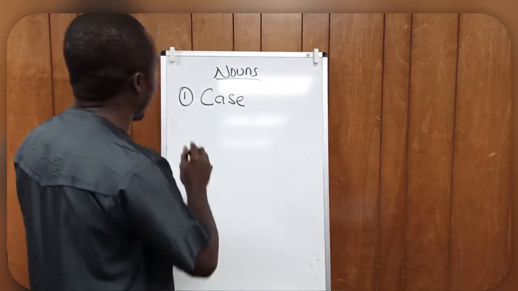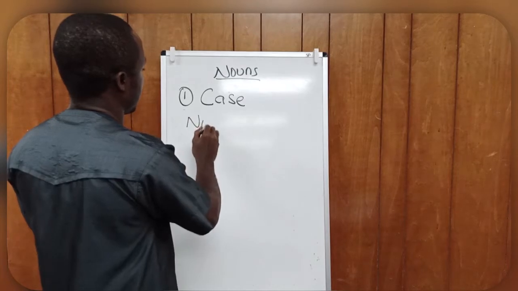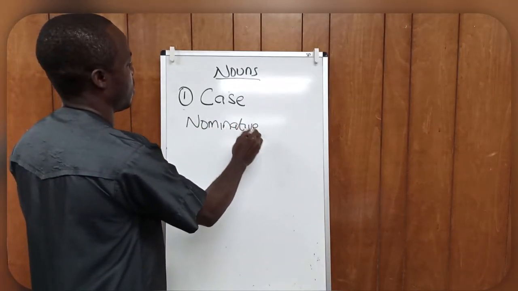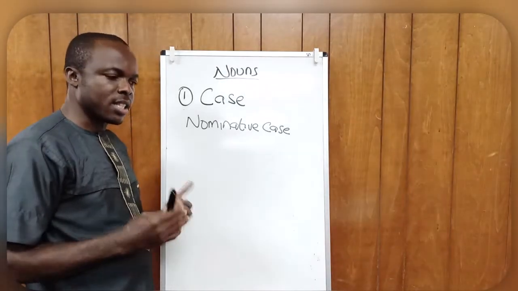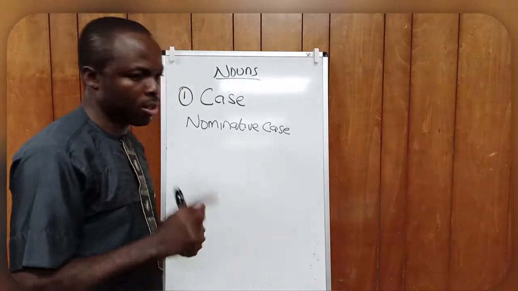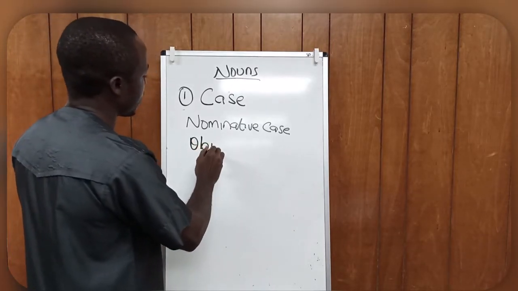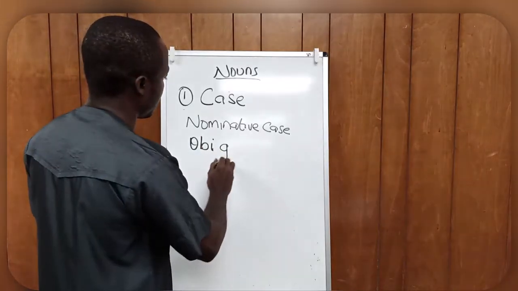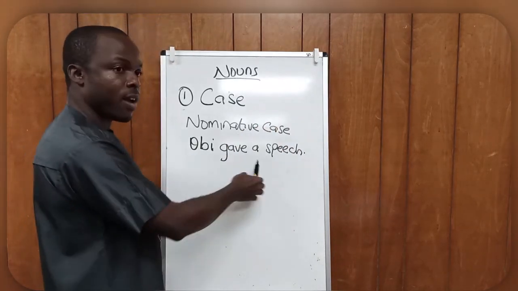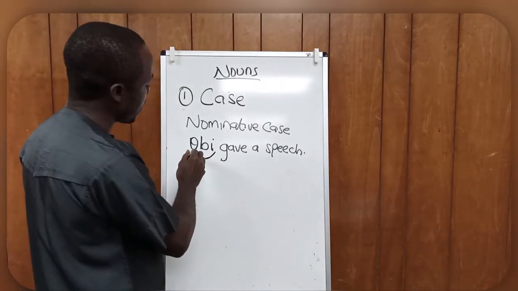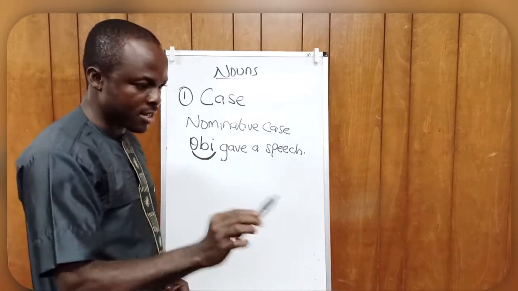In Greek, there are 5 cases of a noun. Number 1, the first case is called the nominative case. Let me explain it. The noun in this case serves primarily as the subject of the sentence. For instance, you may say a statement like, Obi gave a speech. The word Obi here, which happens to be the subject of the sentence, is in the nominative case. Bear that in mind.